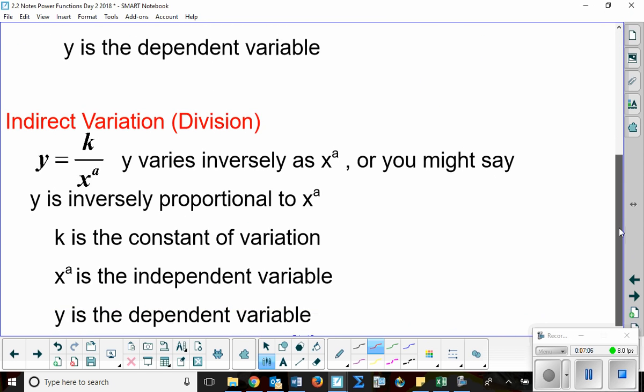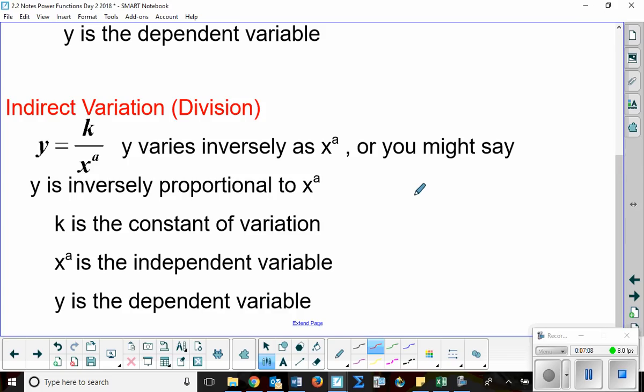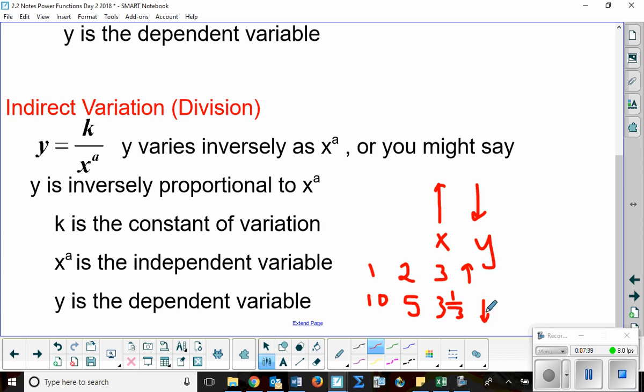All right, inverse variation is more applications of power functions. Basically, inverse variation says that as x goes up, y goes down, and vice versa. An example that I used in class is in problem solving: when we had 1 test, it was worth 10%. When you had 2 tests taken, they're each worth 5%. When you had 3 tests, they were 3 1/3 each. So hopefully you can see here how my x is going up, my y is going down.